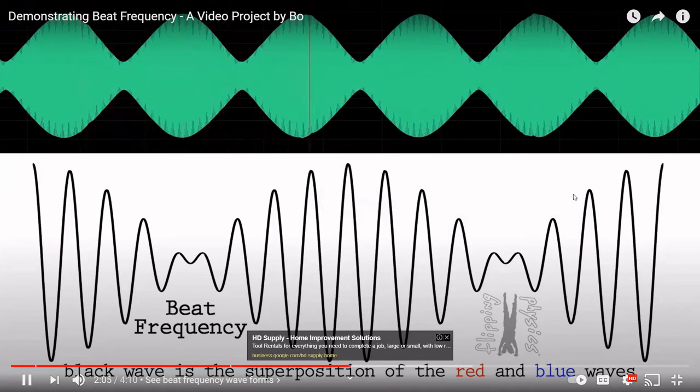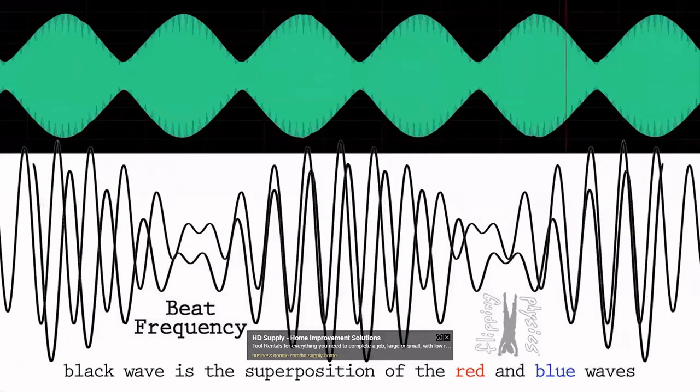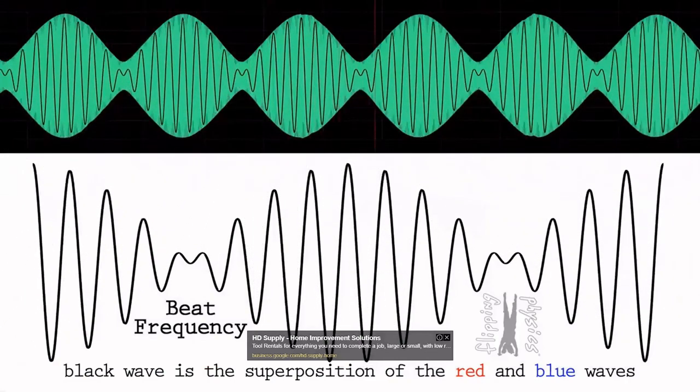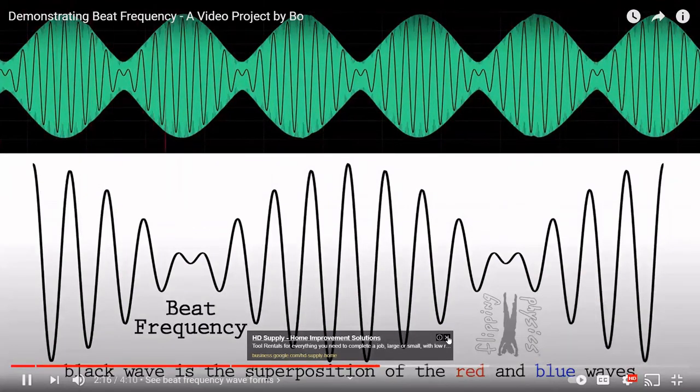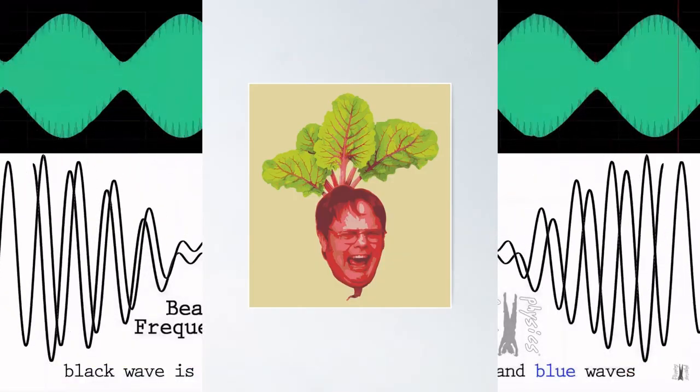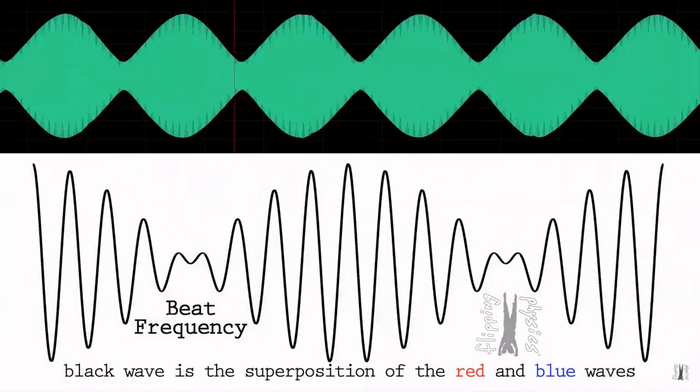You can see the waveform for one beat has the same shape as the black wave, which is the superposition of the two waves close to one another in frequency. Again, because both waveforms show beat frequency. The top wave is the audio recording of beats, and the bottom wave is an ideal representation.